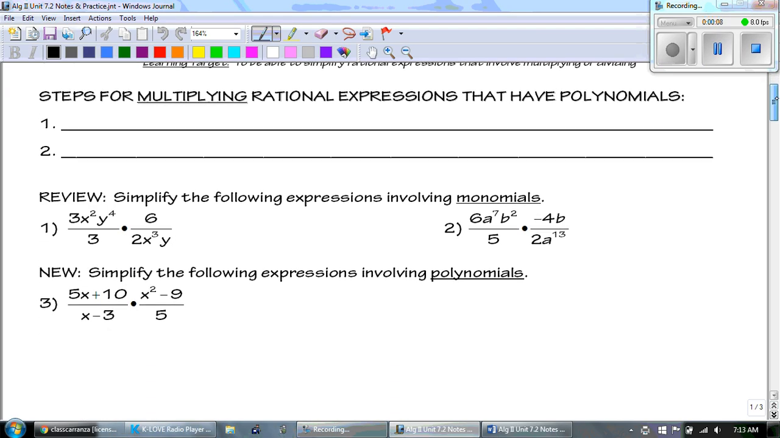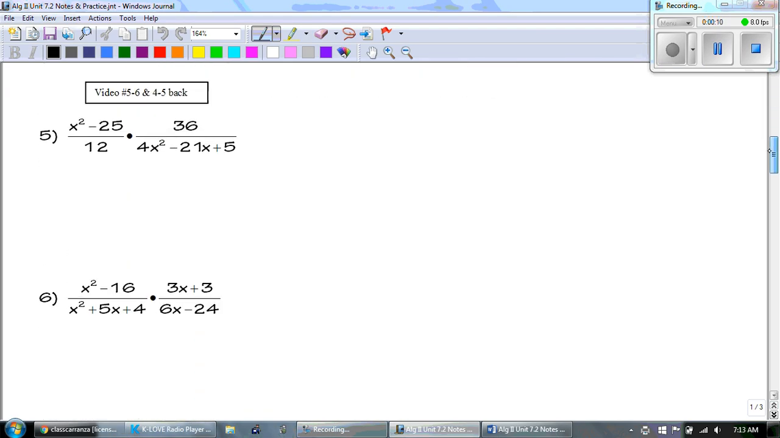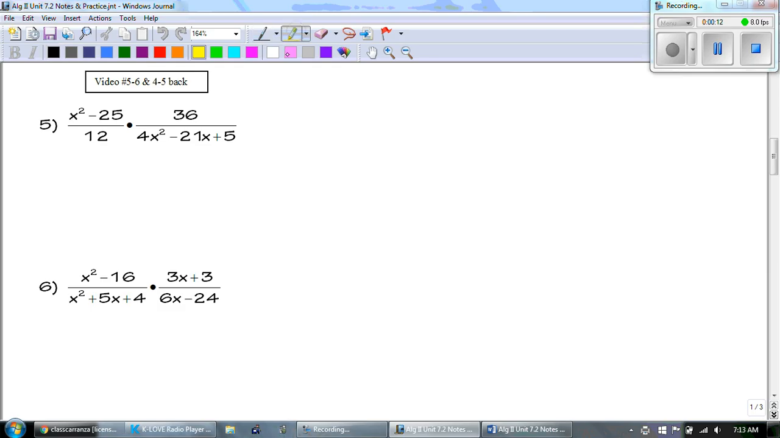Now, sorry, because if you're watching the video, you might have been like, dude, some of these problems are different. So that's what we're going to talk about. We're going to start with number 5 and number 6, and then on the back side, we're going to do number 4 and 5. Okay? So, starting with number 5.